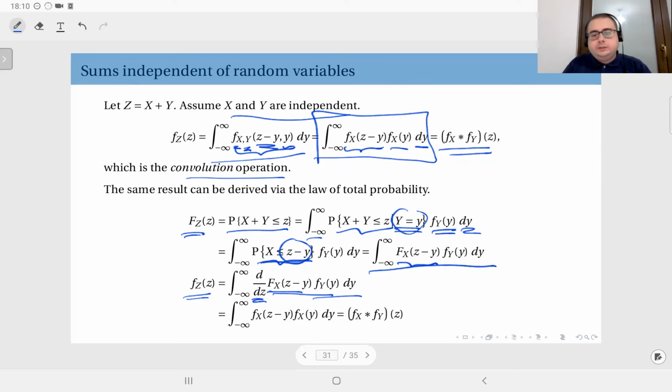And since this is the CDF of x evaluated at z minus y, just apply the chain rule. First, differentiate the CDF of x, which gives you the PDF of x evaluated at this expression, times the derivative of this expression with respect to z, which is 1, so I don't write it here, times the PDF of y dy. So this is the exact same expression appearing here, which is also defined as the convolution.